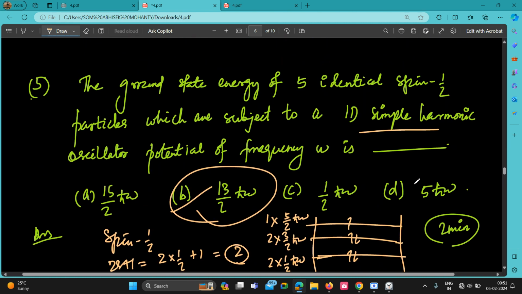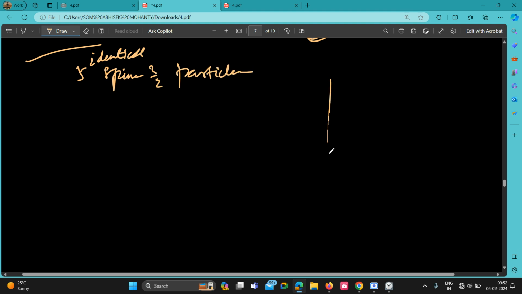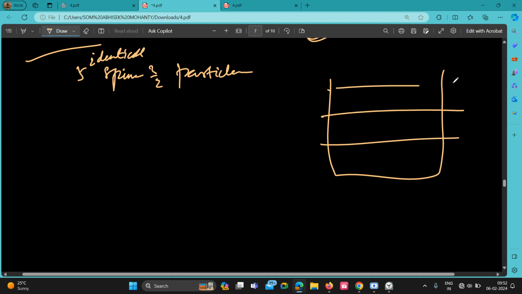Suppose the same question was given like 5 identical spin 3 by 2 particles arranged in a 1D harmonic oscillator. So what would I have done? 3 by 2, that means multiplicity 2s plus 1 is equal to 2 into 3 by 2 plus 1, that is 4. So in one state, 4 particles can be there.